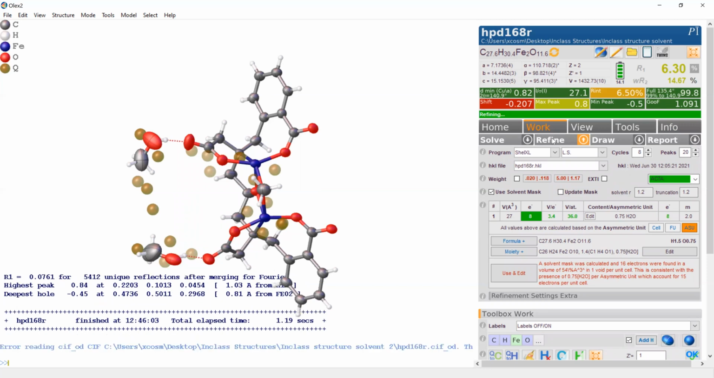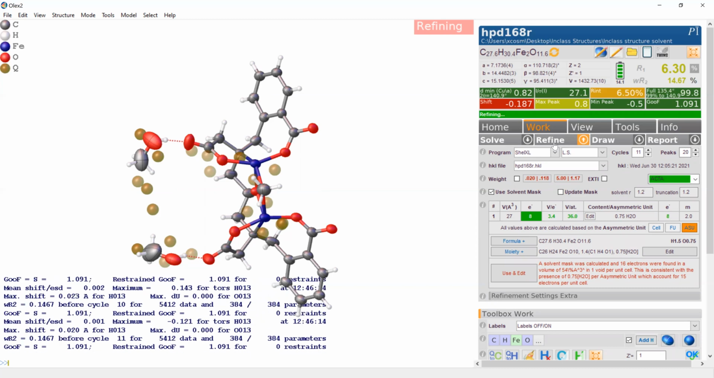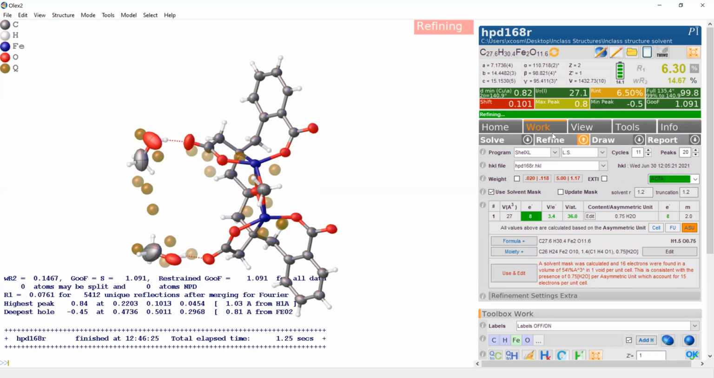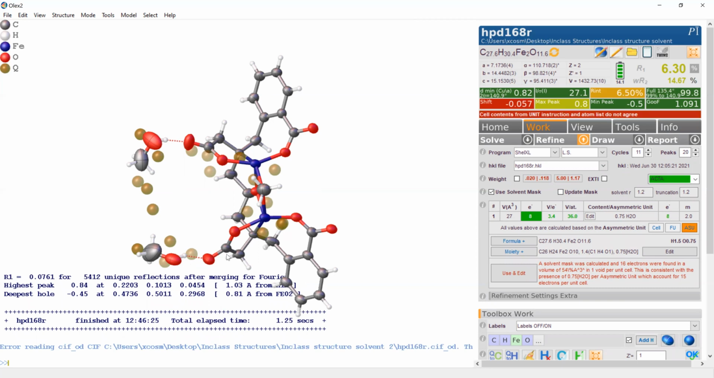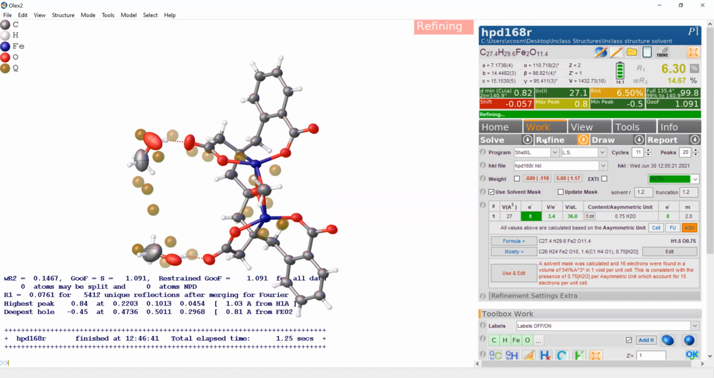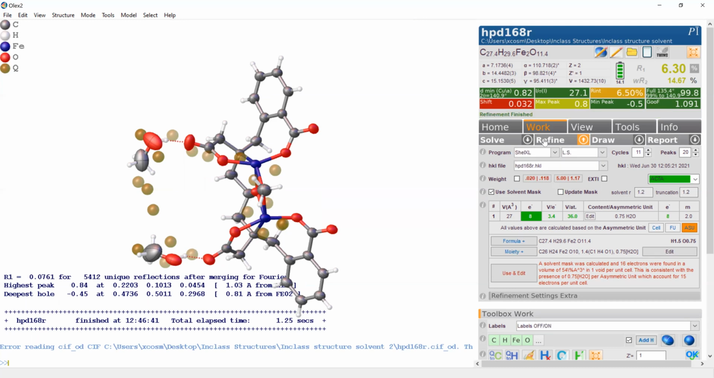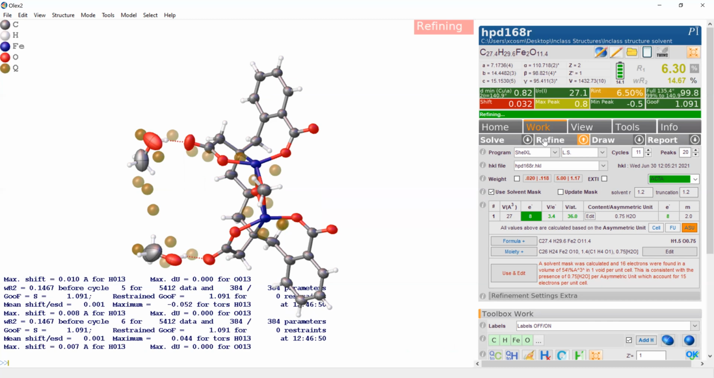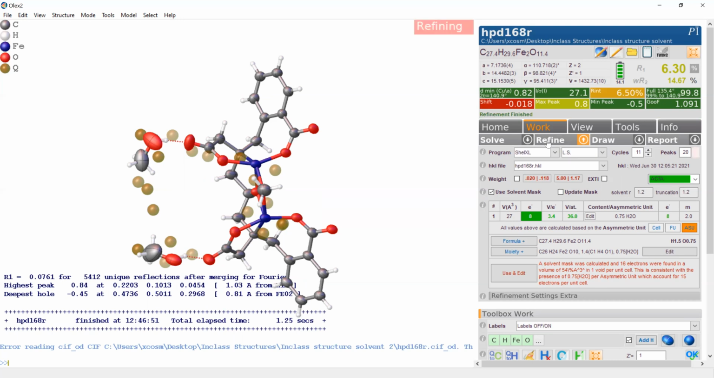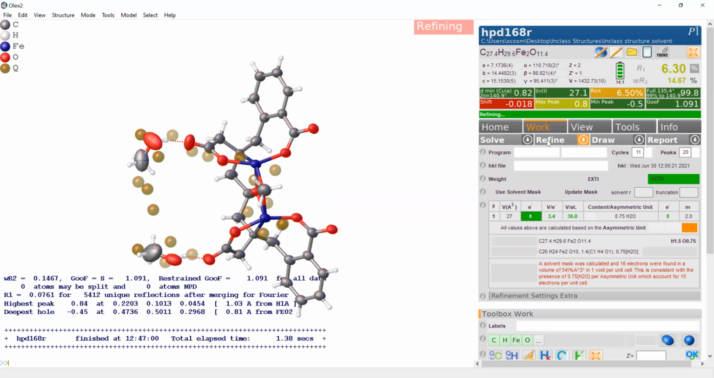Getting there. Let me increase the number of cycles here, see if we can get it to converge. So what I did is I set these methanol molecules to 70% occupancy. And it looks like, cross your fingers, we're going to get some convergence for this. Almost there. One more should do it. Two more maybe.